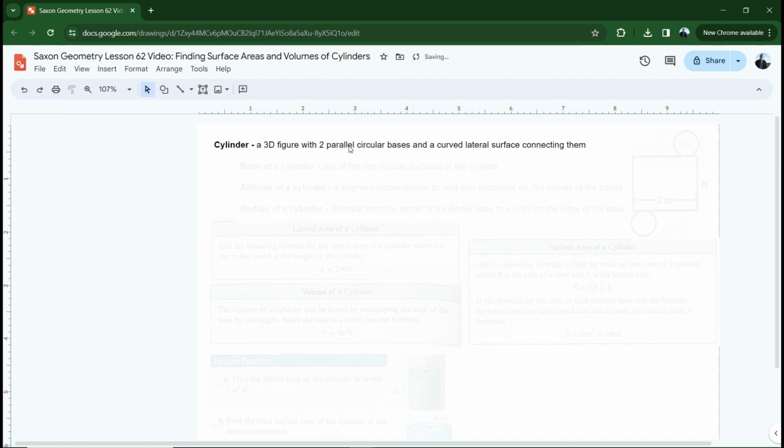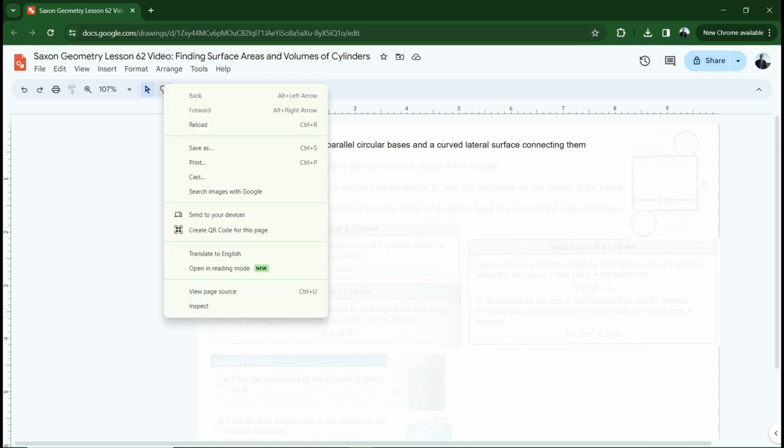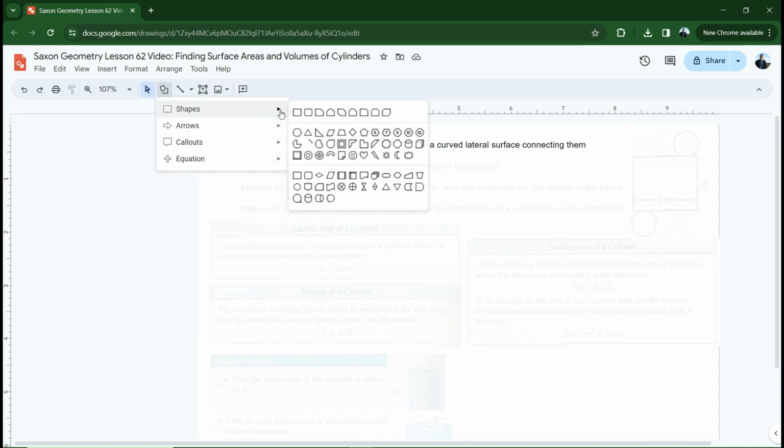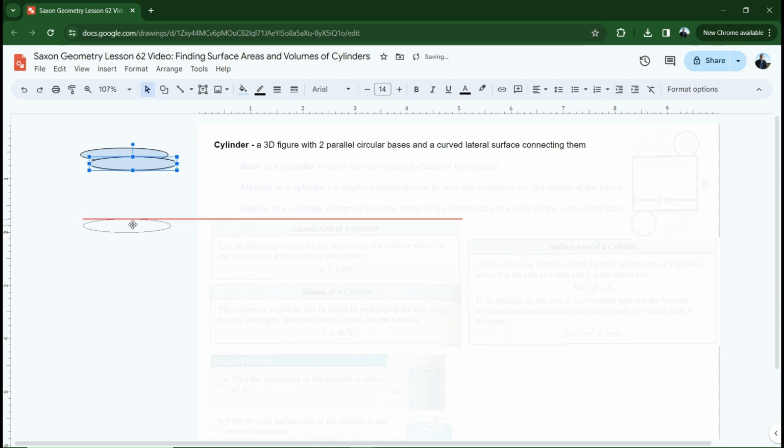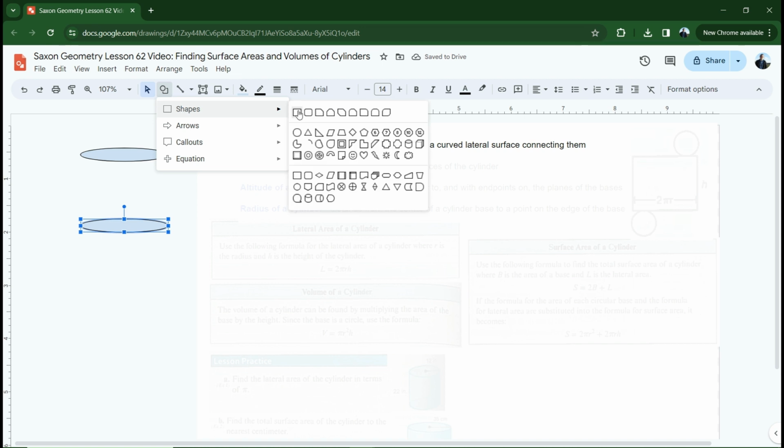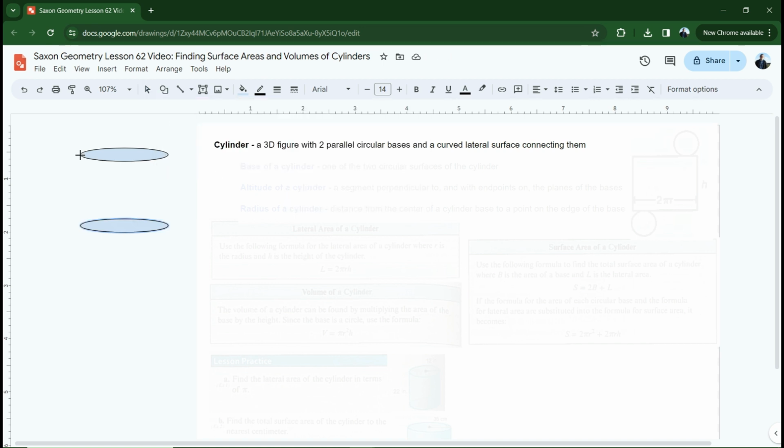We define a cylinder as a three-dimensional figure with two parallel circular bases and a curved lateral surface connecting them. Now, what that can mean is we could have a cylinder that looks like we're used to seeing. That would be this kind of cylinder where we have one circular base on top, a parallel circular base on the bottom, and then the bottom and top are connected by a vertical backing like this. This would be an example of a cylinder that you're used to seeing.